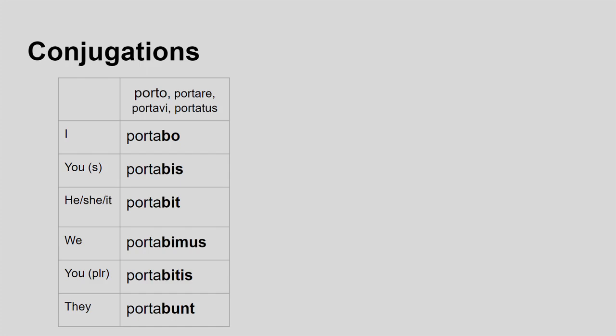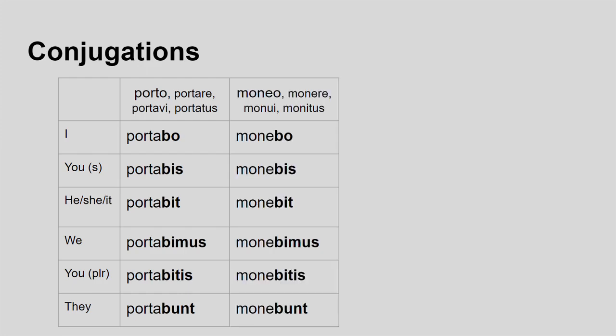But my first conjugation verb, in the future tense, goes portabo, portabis, portabit, portabimus, portabitis, portabunt. And the bit that's in bold is the future ending. So bo, bis, bit, bimus, bitis, bunt. These are the endings most people know really well and can recite, whenever they're asked what the future tense is. The second conjugation is the same. So moneo, monere, monui, monitus. In the future tense, this is monebo, monebis, monebit, monebimus, monebitis, monebunt.